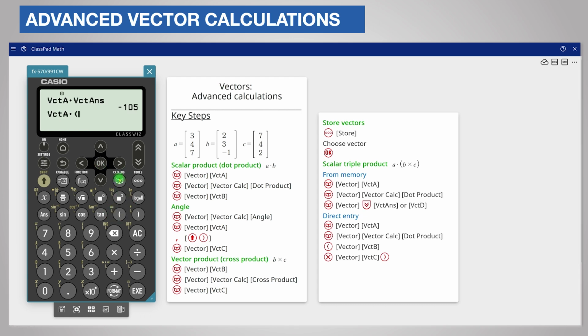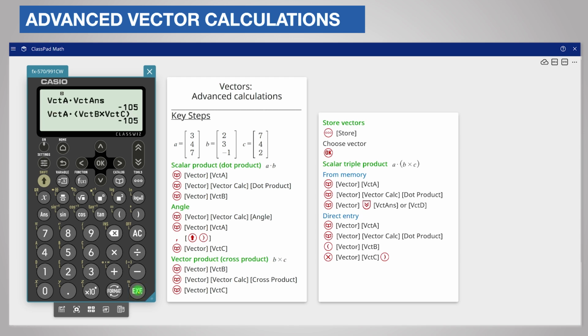Recall the first vector of the cross product, which is vector B, and you can also use the multiplication key for a cross product. Now recall the other vector for the cross product, which is vector C. Remember to close the bracket and press the Execute key.